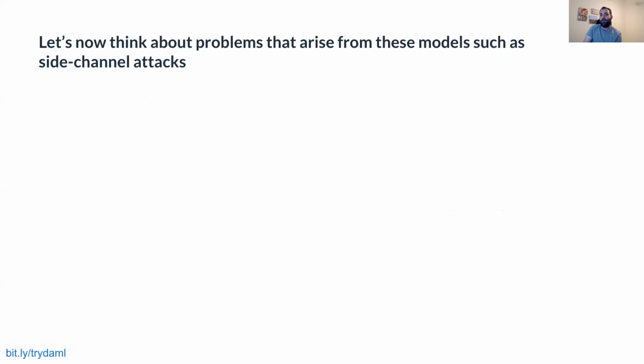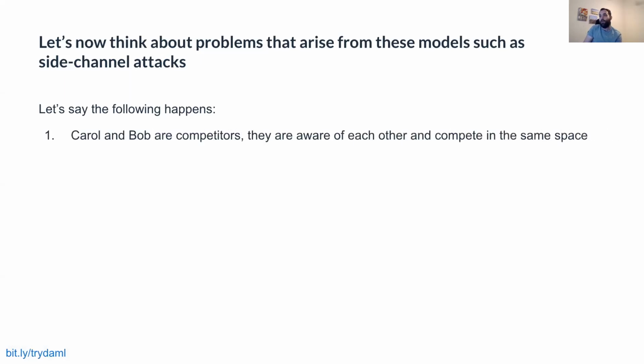Okay. So now I kind of want to think about some problems that can arise from these models, like side channel attacks. So we can say the following happens. And just to give you a little bit of background, a side channel attack is where an attacker can basically use information they do know about a system to make guesses and predictions about information that they don't know about a system. And in some cases, even wholly uncover information they didn't know.